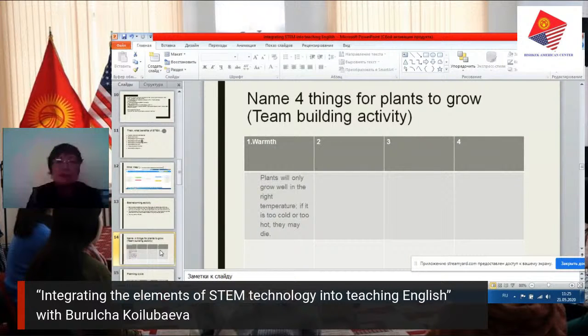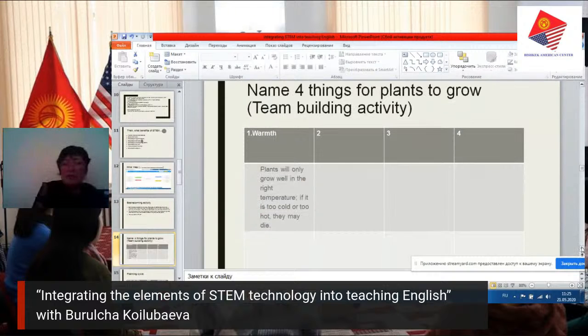The next part, I used a task-based approach. I created a task here: name four things for plants to grow, a team building activity. So the groups took this kind of table, and for example, for plants to grow warm, then what can help? Water and so on. So they did this activity.